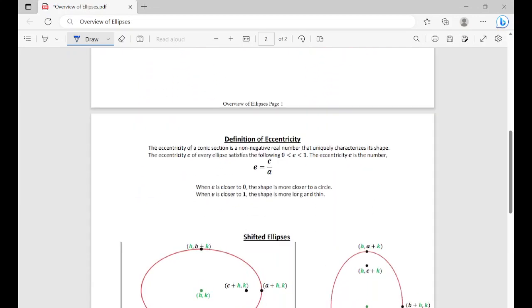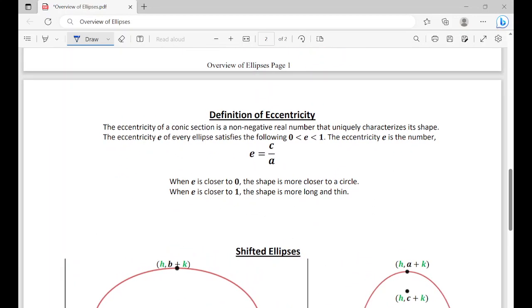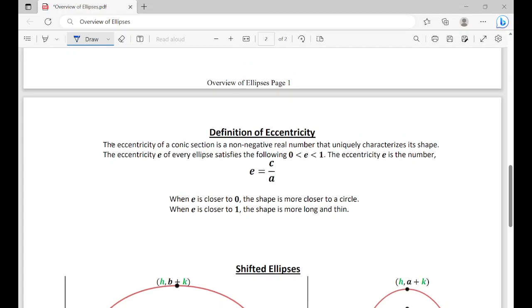Now, there's some more that goes with ellipses, and that's called eccentricity. The eccentricity of a conic section is a non-negative real number that uniquely characterizes its shape. The eccentricity e is not to be confused with Euler's number e. The eccentricity e of every ellipse satisfies that e is between 0 and 1. And you can get it by taking c and dividing it by a.